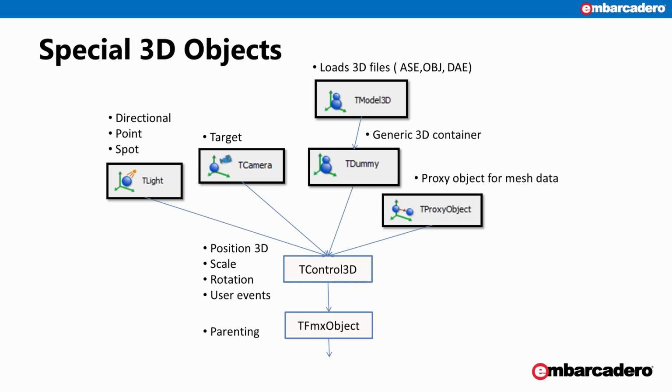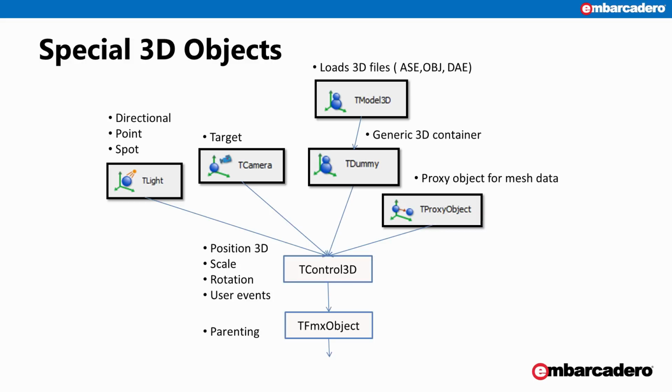TDummy is a generic 3D container. It does not have any visual representation, but it is used to group objects, so you can manipulate them all together. There is also a descendant of a TDummy called TModel3D. So this is a special component that lets you import 3D files created by some external tools, so you can directly in your FireMonkey application visualize quite complex 3D entities that maybe are too difficult to model using primitive shapes.